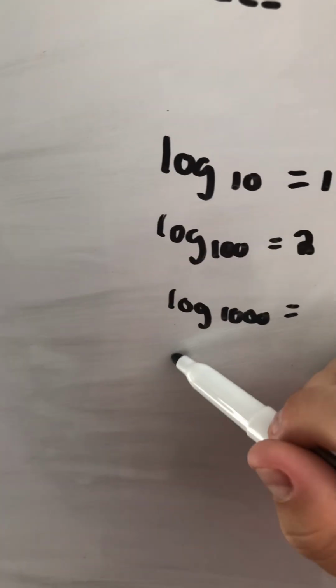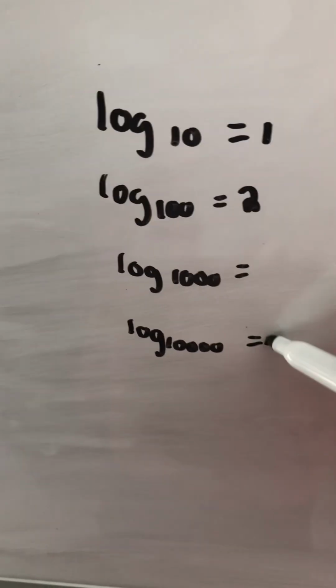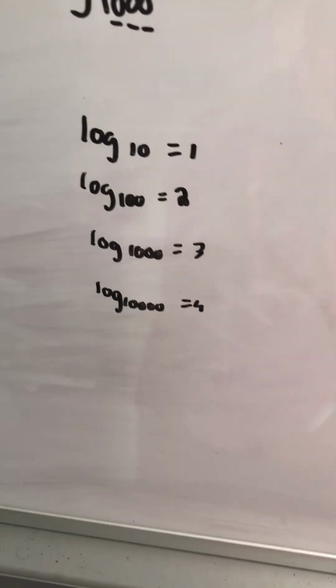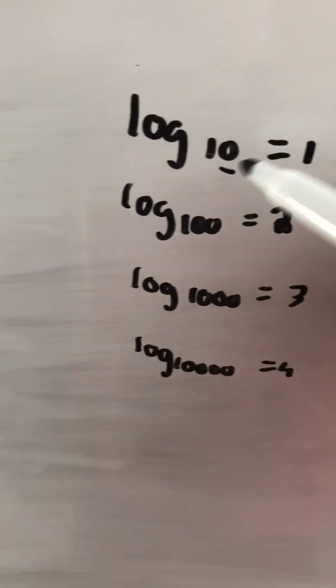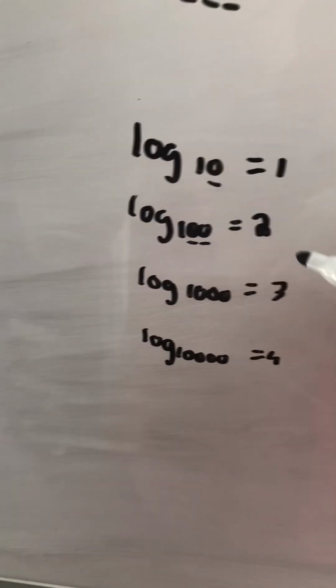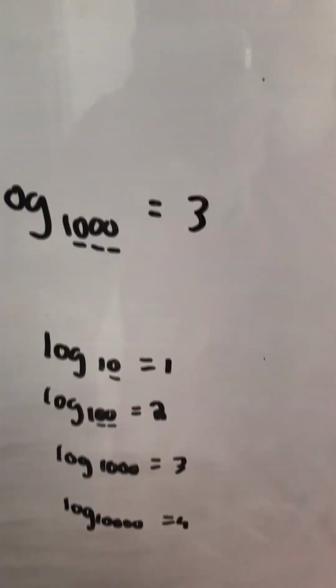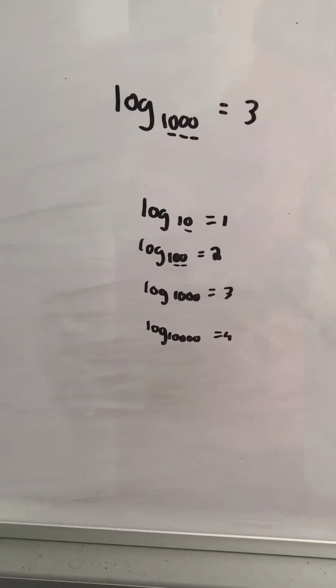And let's say you have log base 10,000, that would be 4. The reason why they are what they are is because you can count the zeros. So log base 10 has 1. Log base 100 has 2 zeros. Log base 1,000 has 3. So log base 1,000 will be 3. And you can think about it like that when you see problems like these.